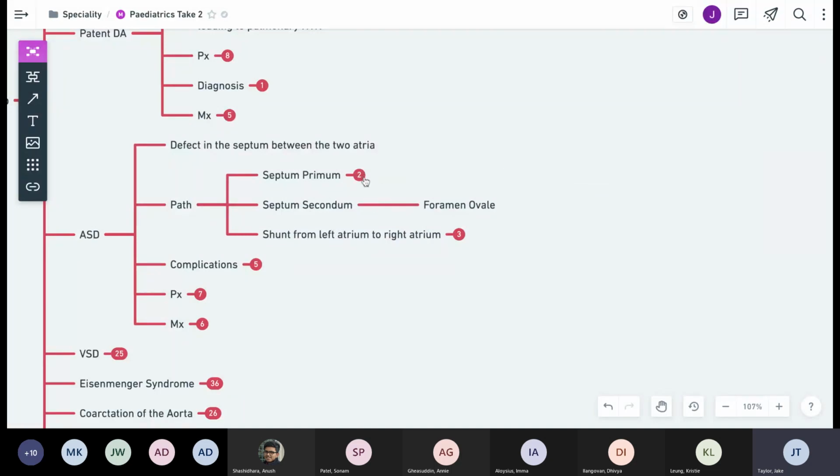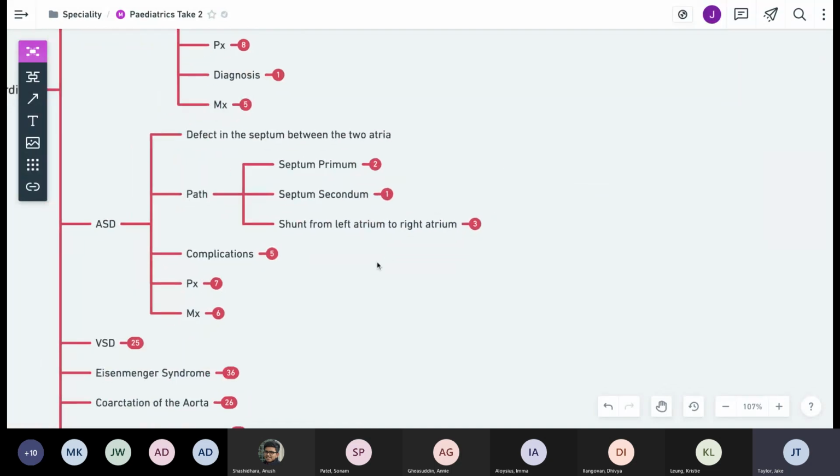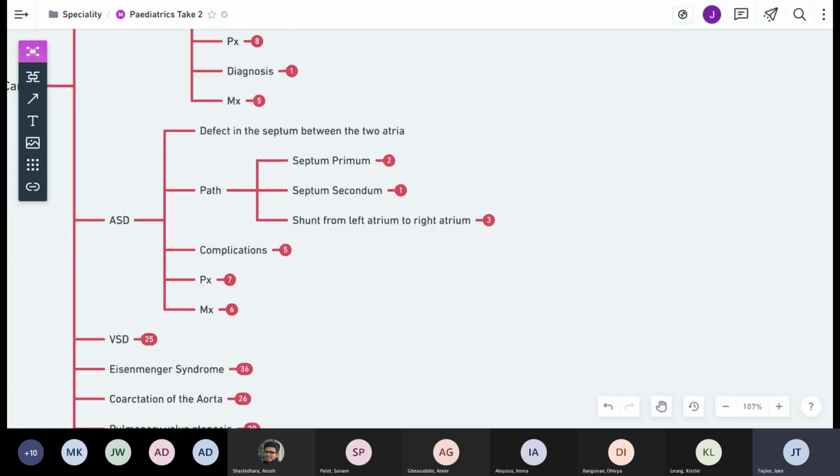So what's happening is we have a shunt from the left atrium to the right atrium. Now, is this a cyanotic or acyanotic congenital heart disease? What I mean by that is, is the patient going to present with cyanosis? Acyanotic, good, very good. And someone said acyanotic at birth. Okay, we'll get on to that in a second, but good.